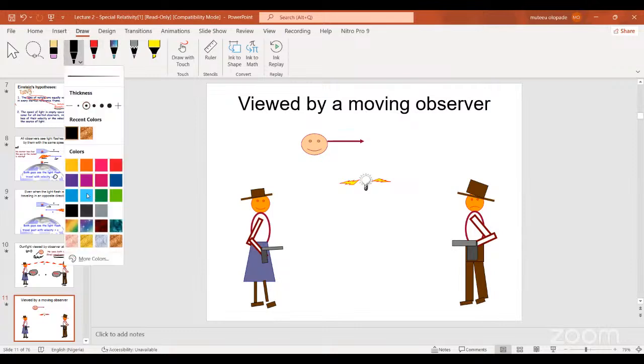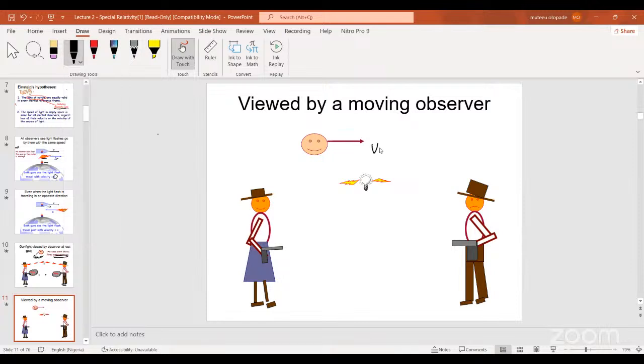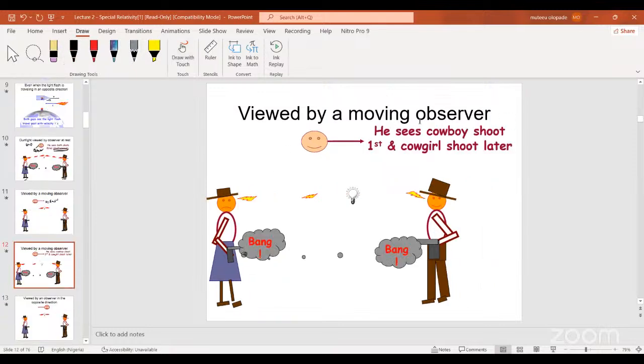in that direction. So what will be his observation? Viewed by him, he sees the cowboy shoot first and the cowgirl shoot later. Why? Because now he is in motion. He is currently in motion in this direction, towards the direction of the cowboy. So you will see the cowboy shoot first, because he's approaching the cowboy. So what he sees is quite different from when he was stationary.